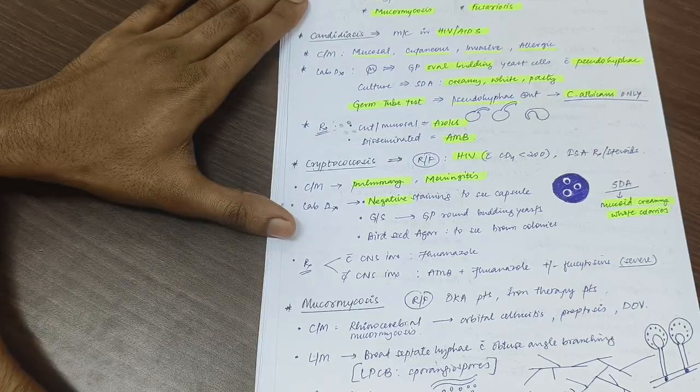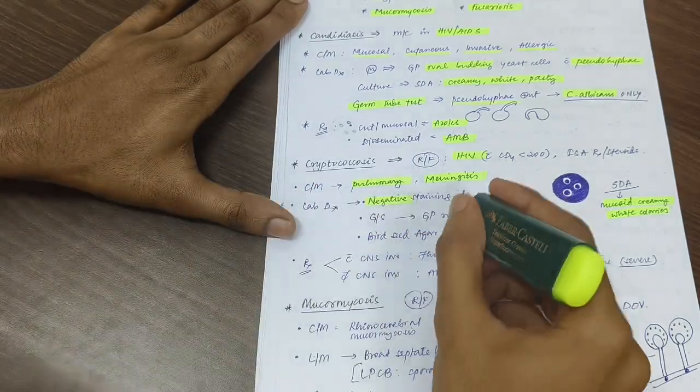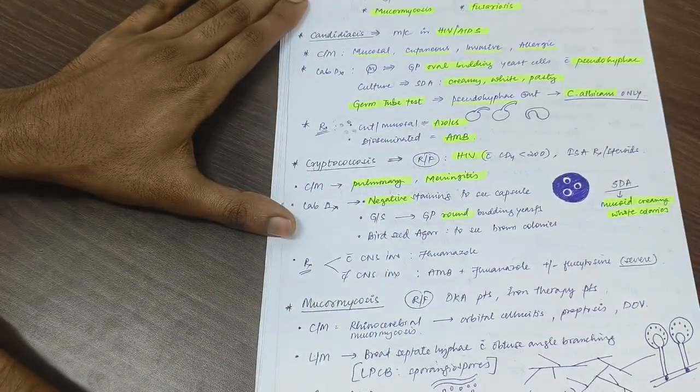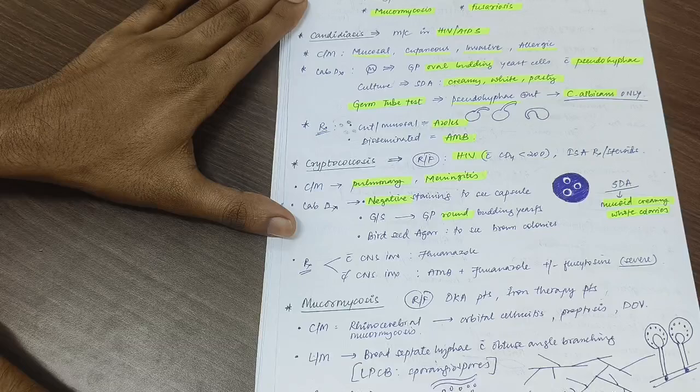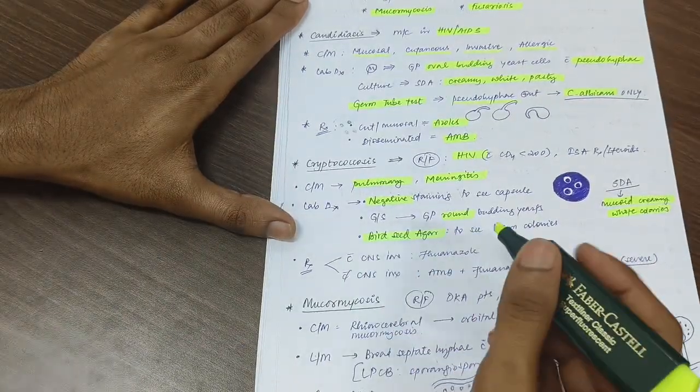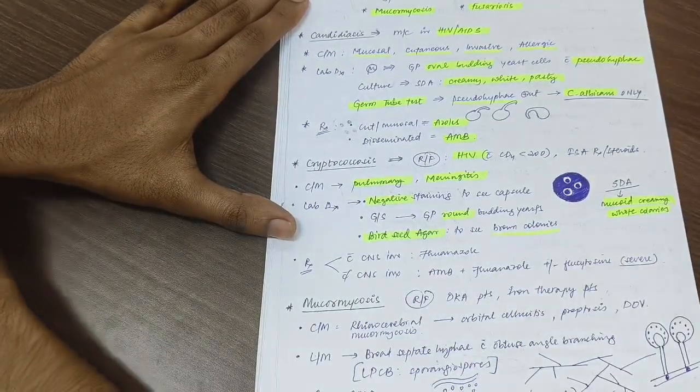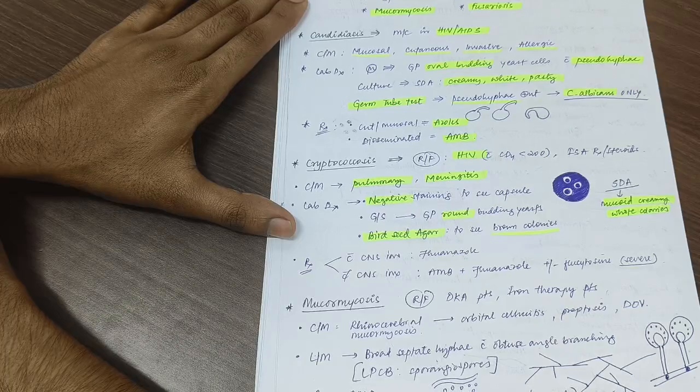Then gram stain, you are going to see gram-positive round budding cells. If it is oval, it is Candida. If it is round, it is Cryptococcus. Then bird seed agar, it is very specific. There you are going to see brown to black colonies because of deposition of melanin.